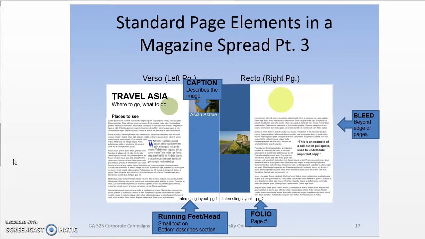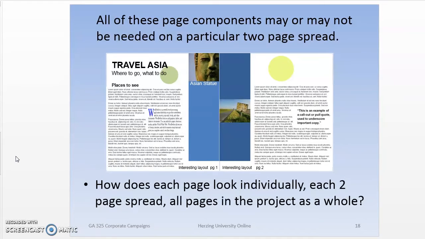All of these page components may or may not be needed on a particular 2-page spread. Most of them will, of course, but give or take depending on the type of article it is. How does each page look individually? Each 2-page spread, all pages in the project as a whole, should be similar in look over the span of the article.